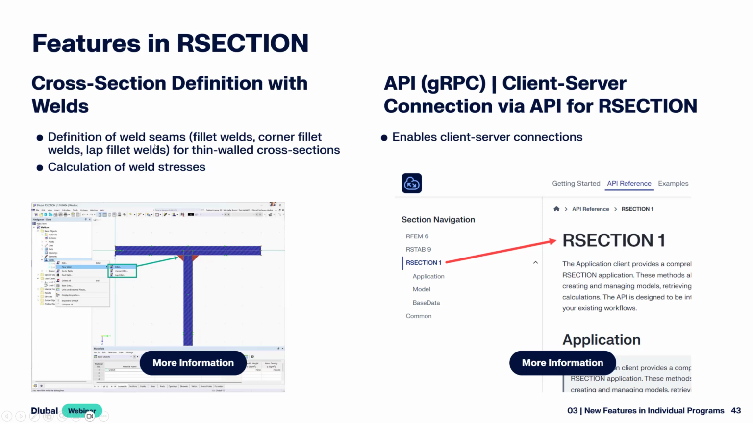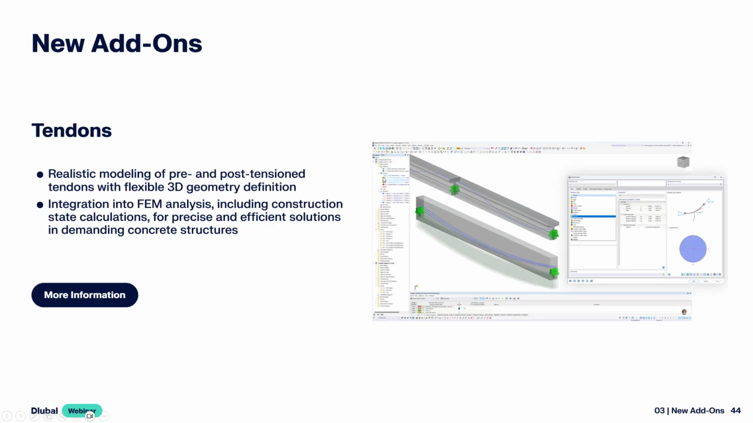Then features in RSECTION, the cross-section definition with welds is possible. RSECTION can now be connected to the API. You can see that also in the client server, not only for RFEM 6 and RSTAB 9, also for RSECTION now. Then we turn to the new add-ons.